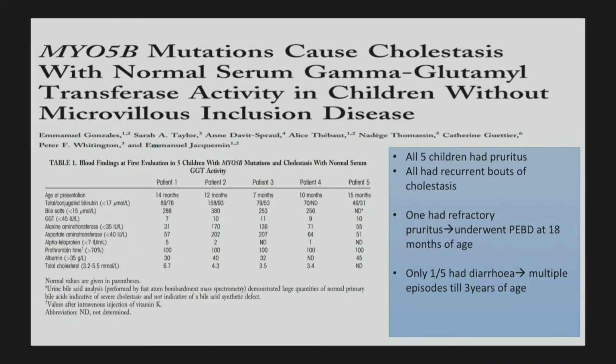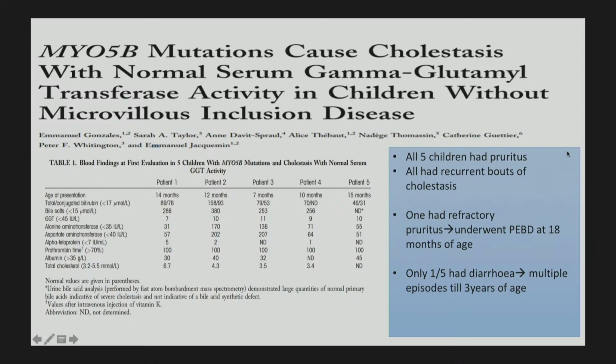There's another PFIC which has also been identified. Normally, microvillus inclusion disease is an intestinal condition where there is a lot of diarrhea, the most common complaint, and patients are treated with total parenteral nutrition. Cholestasis is associated with this condition, either secondary to the disease or secondary to TPN. But in this study, they identified that in patients with MYO5B mutations, it can cause normal GGT cholestasis even without association with microvillus inclusion disease.